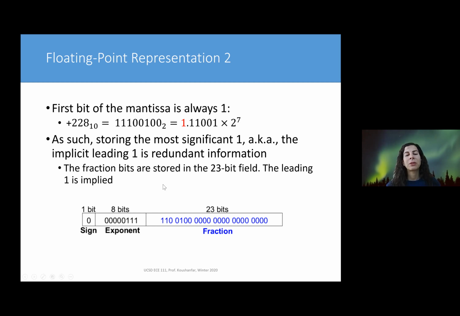The fraction bits are stored in the 23-bit field, and the leading one is implied. Again, the number representations are all agreements, and because this is an IEEE standard, this is a standard agreement. But if you're writing an algorithm where you're doing these conversions by hand, then you need to be careful to always add that 1 in the fraction to your number.